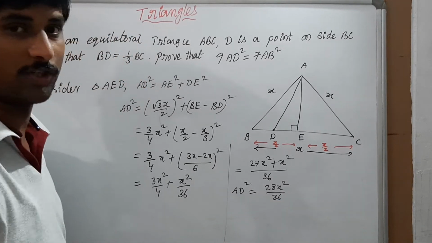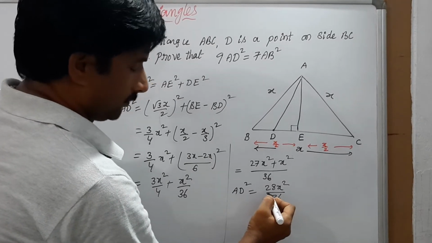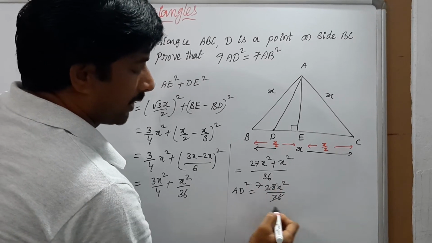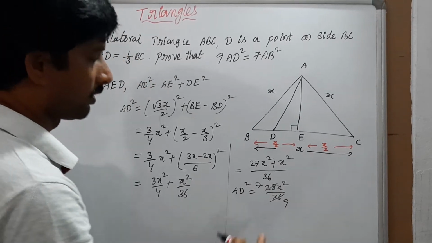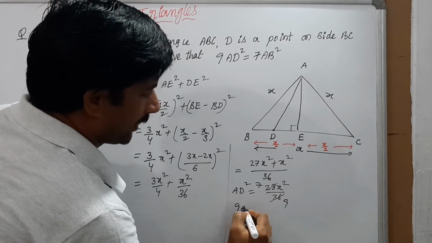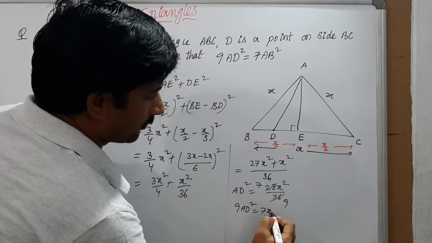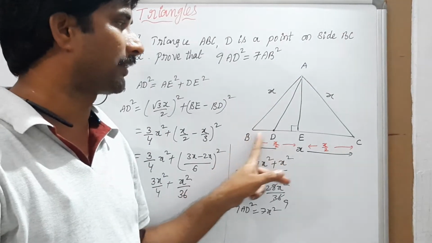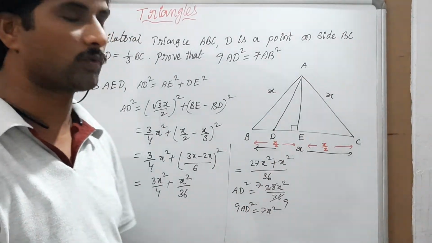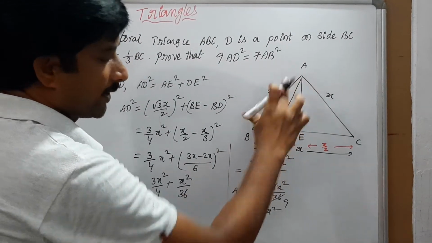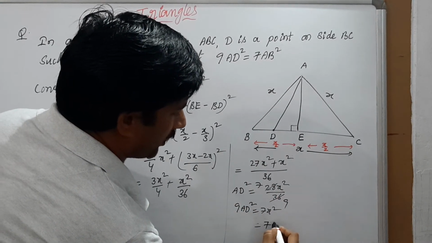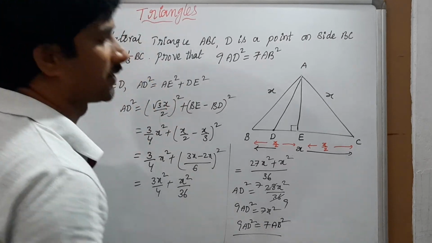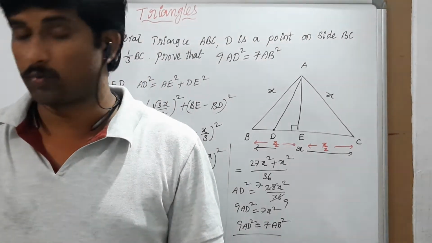Now go ahead with cancellation. 4 7s are 28 and 4 9s are 36. Now on taking cross multiplication, 9 into AD square equal to 7x square. But what is meant by x here? x is the length of AB or BC or CA. So here I am taking x equal to AB, so that is equal to 7 into AB square. So 9 AD square is equal to 7 into AB square. It's a very important problem.